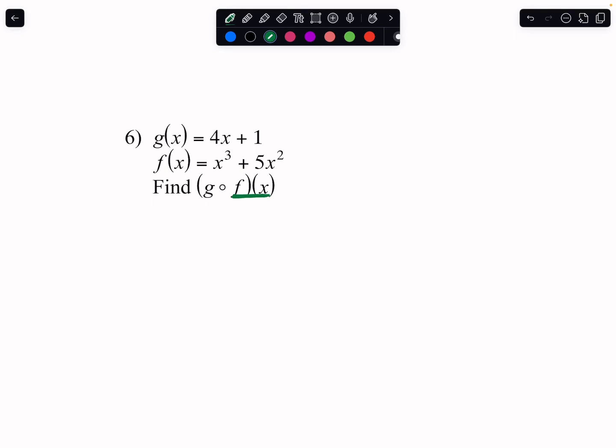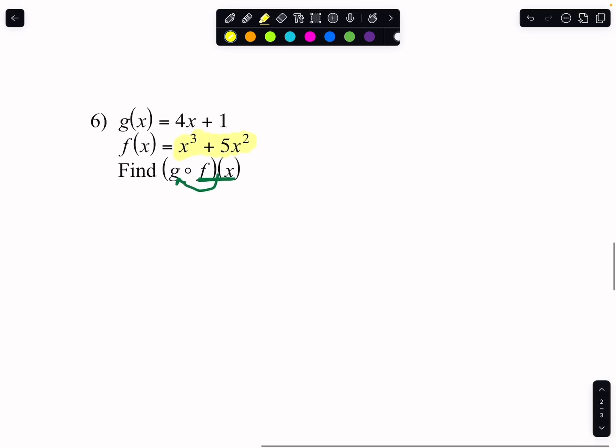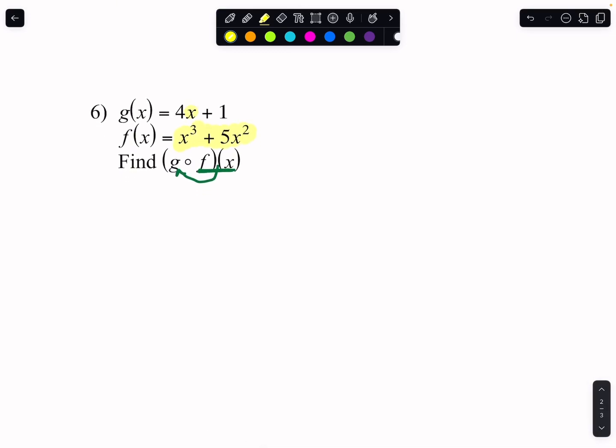I'm going to take my f of x and plug whatever I have for f of x into my g of x, anywhere I see an x up there. So I'm going to plug all of this in everywhere I see an x. That's what I mean. We're going to plug f of x into g of x. So that looks like this.